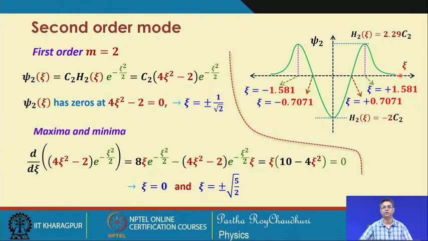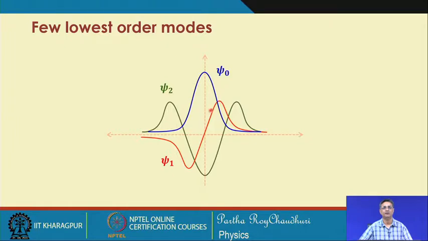So, you can reproduce the complete mode picture for all other values of m, for m equal to 3, m equal to 4, just by following this approach. So, you have a complete description of the various orders of modes, and these first few orders of modes for this parabolic index profile are represented by this. The blue curve is the fundamental, then you have psi 1 in red, and then you have green which is psi 2, and so on and so forth.